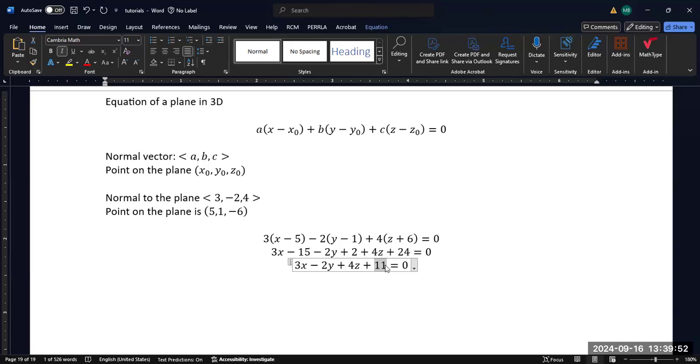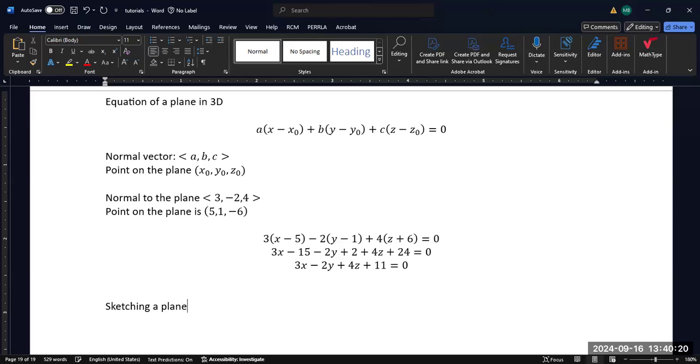Now, one other thing that I want to do before we go on from this video is I want to also talk about sketching a plane in 3 dimensions. Now, typically, it's very difficult. I should say it's more difficult to sketch a plane that doesn't intersect in the first octant.